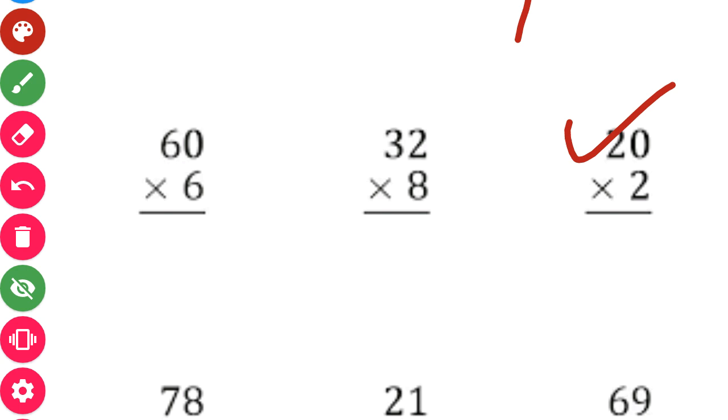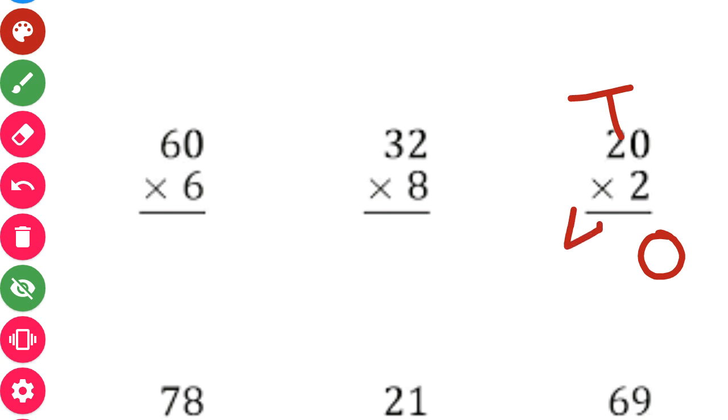Completed? Okay. So here also 2 zeros are 0, we will get 0, and now at tens place we are having 2 into 2. So 2 twos are 4. Our answer is 40. Good.